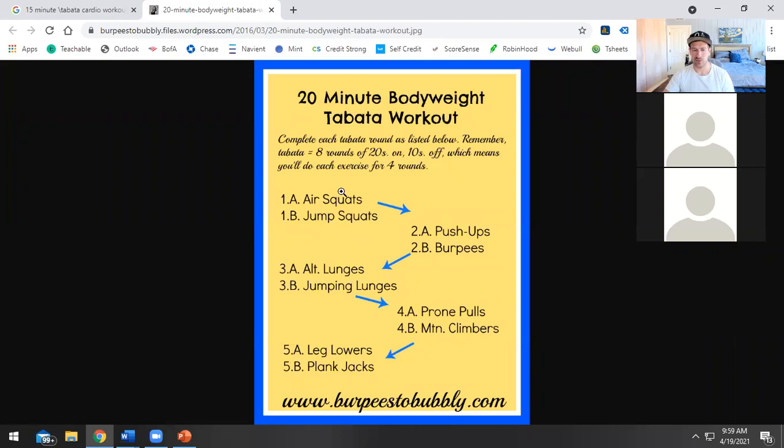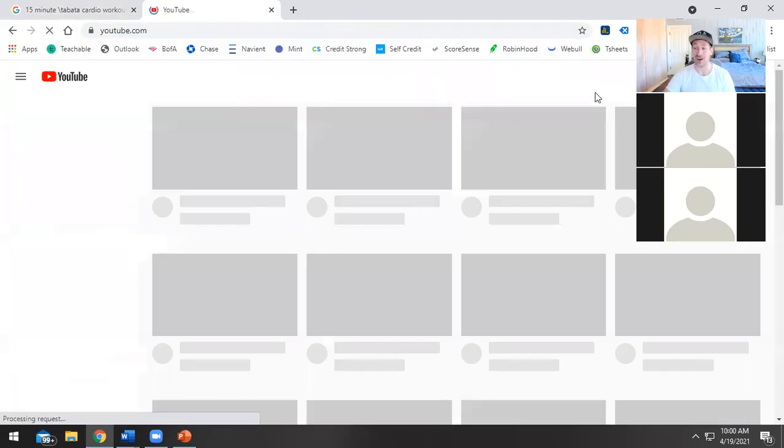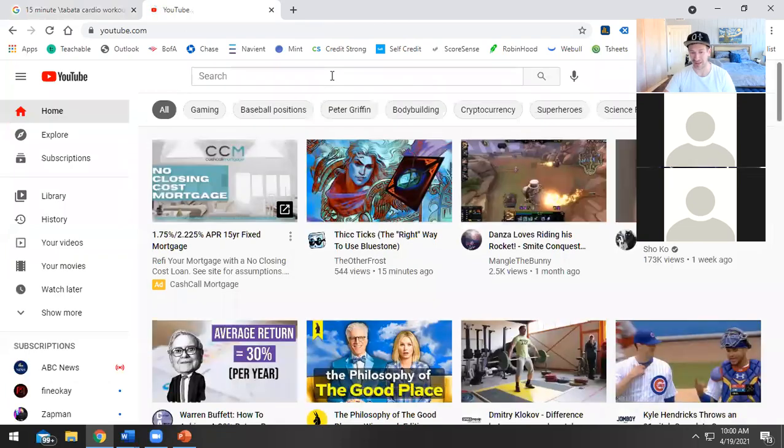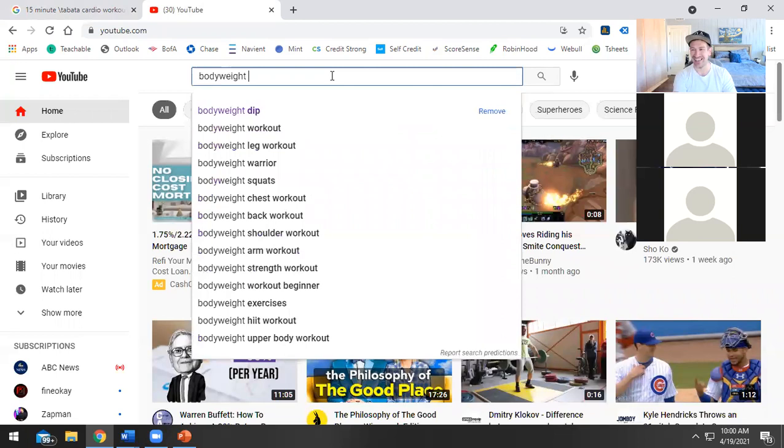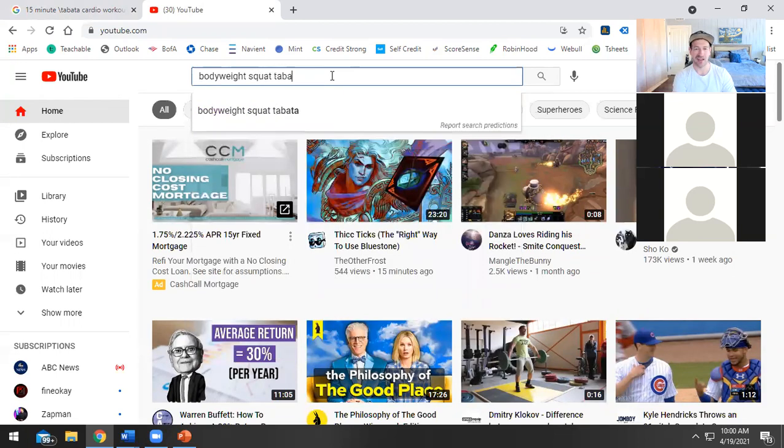Air squats, jump squats, right? 1, 2, back and forth. So body weight squats and then jump squats. Also, you want to see a really hard one? You guys try this out. This is brutal, by the way. Body weight squat, Tabata, isometric.